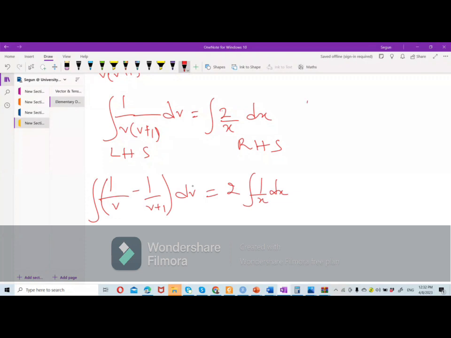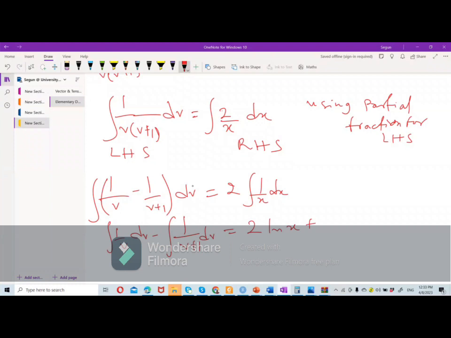So at the end of the day, here, using partial fraction for the left hand side, okay, you have it to be integral of 1 over v dv minus integral of 1 over v plus 1 dv equals 2 ln x plus c.